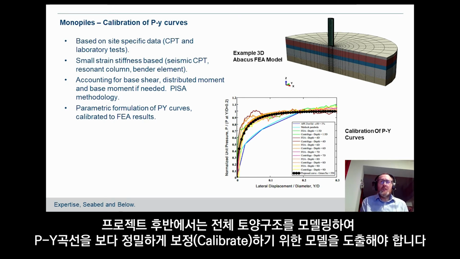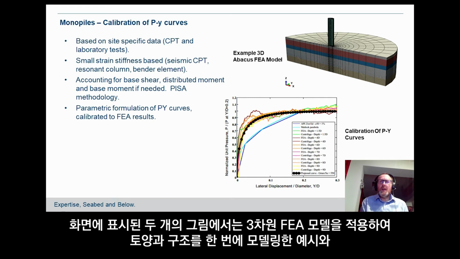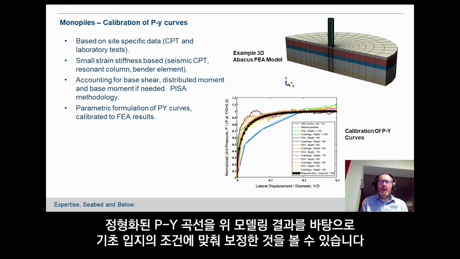But at later stages of a project, we begin to have to model the complete soil structure system in finite element models in order to more accurately calibrate those PY curves. The two diagrams here show an example three-dimensional finite element model that's used to model the soil and the structure in one go. The results of that are then used to calibrate PY curves that we might have got from codes to the more specific circumstances of a site.